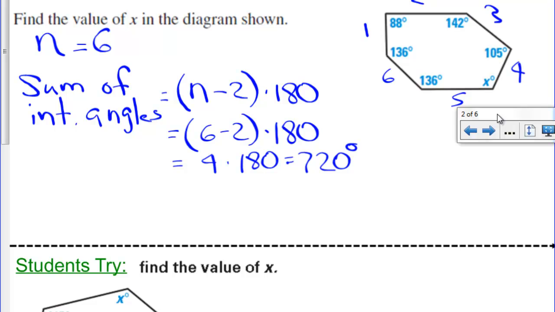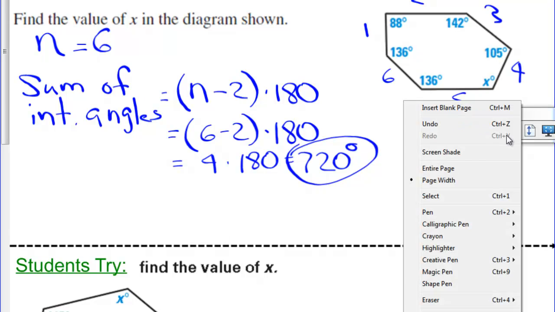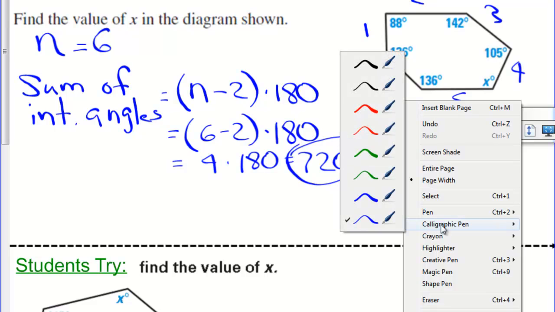All right. So now, how do we use this to get the answer? Well, 720 represents the sum of all the interior angles. And how many interior angles do we have? Well, the number of interior angles is exactly the same as the number of sides. So we have 6 sides. That means we have 6 interior angles.